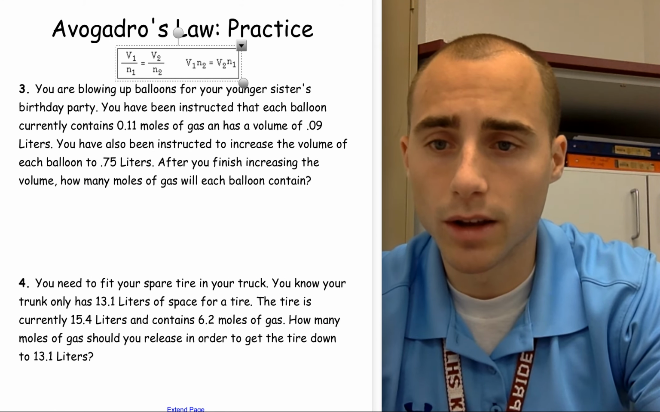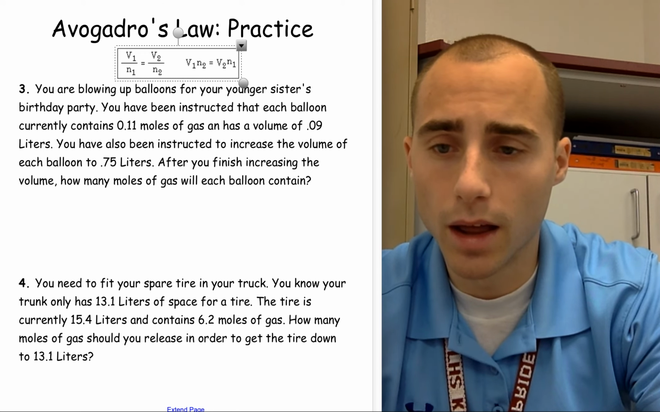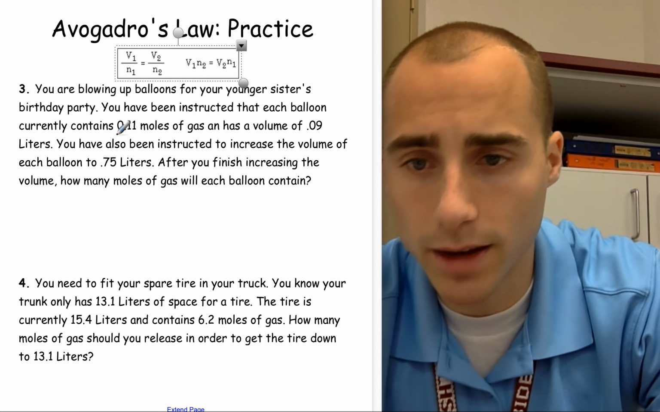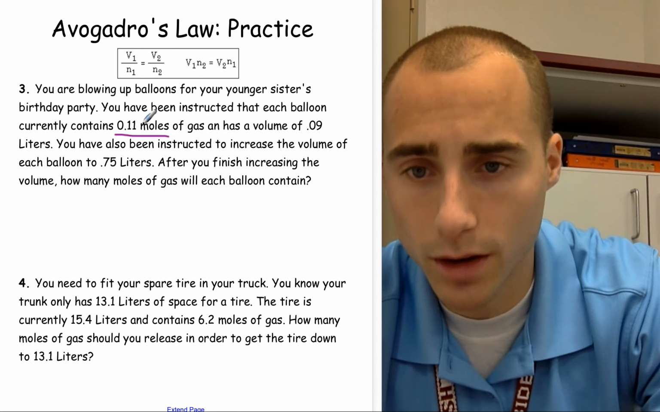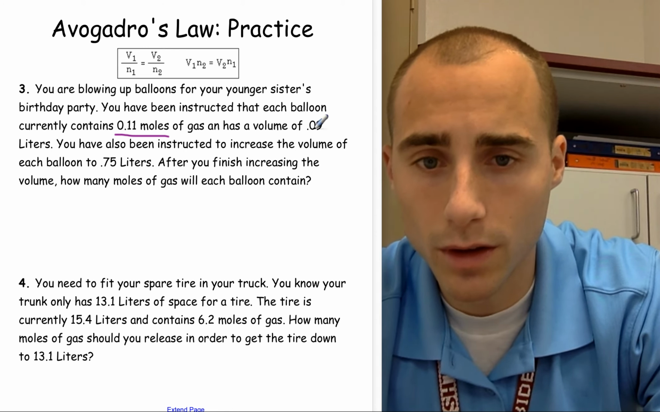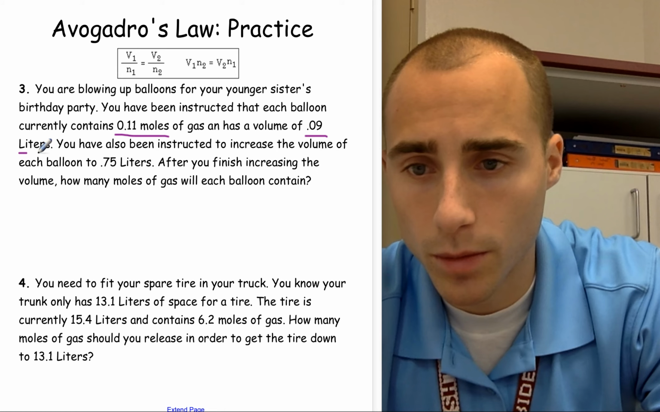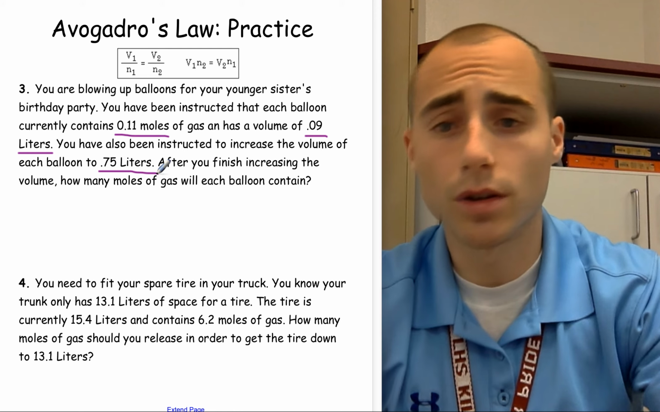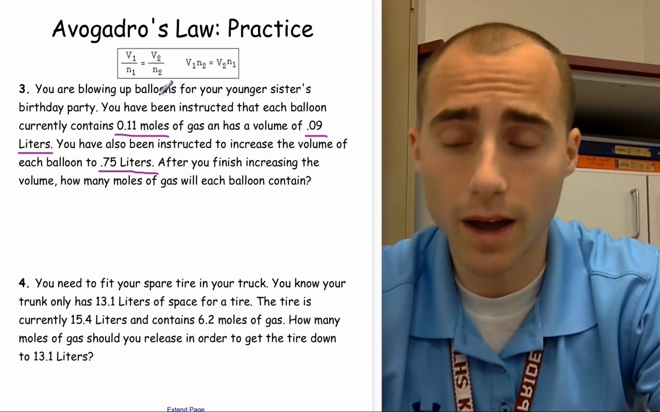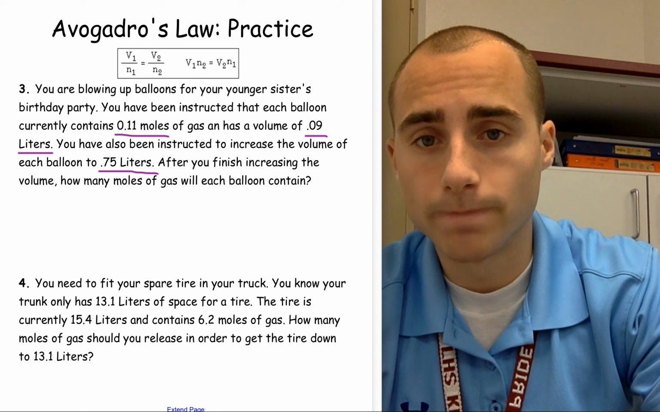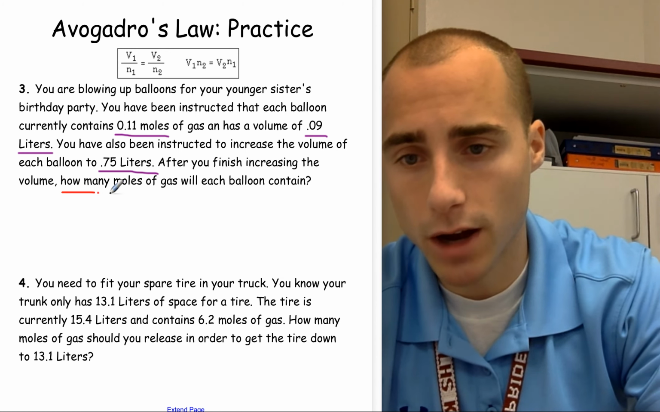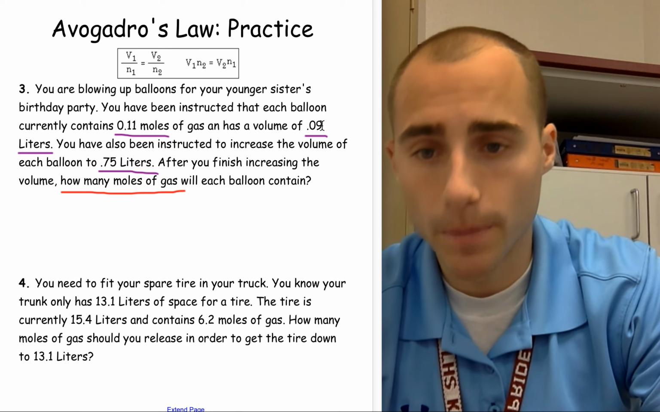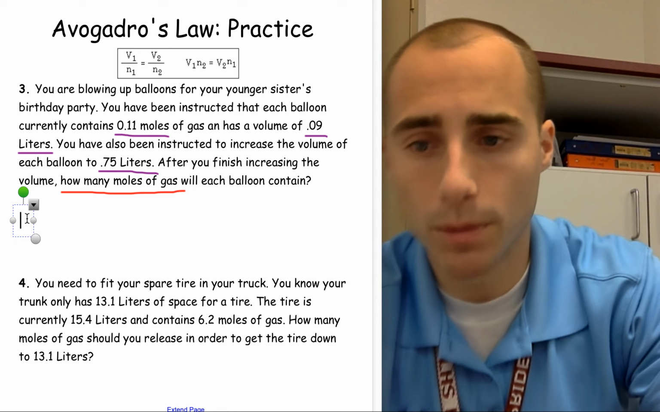Let's go ahead and look at 2 more examples quickly. First, again, same concept, identify, identify, identify. Your N1 right there, 0.11 moles. Your V1, 0.09 liters, and your V2, 0.75 liters. You almost don't even need to read the whole question. You just need to identify your different variables there. And then we're solving for how many moles of gas. So we're solving for N2. So our V1, that was our first set of liters. So our V1 would be 0.09 liters.